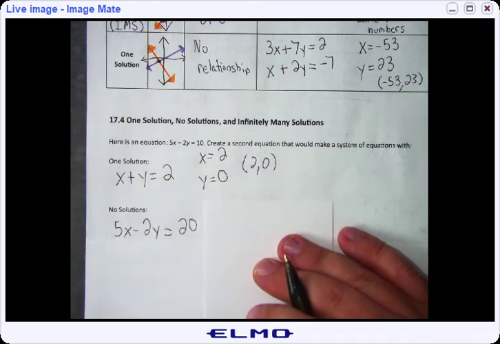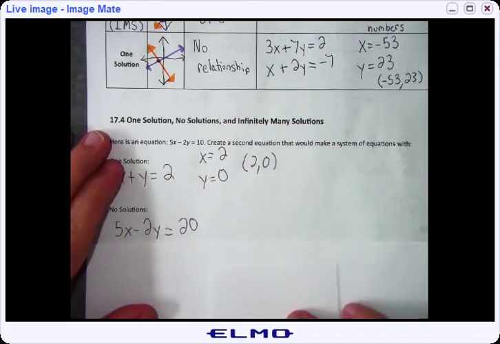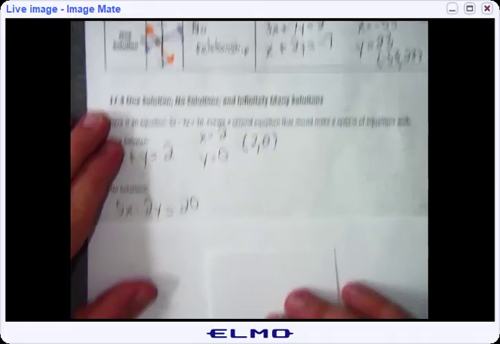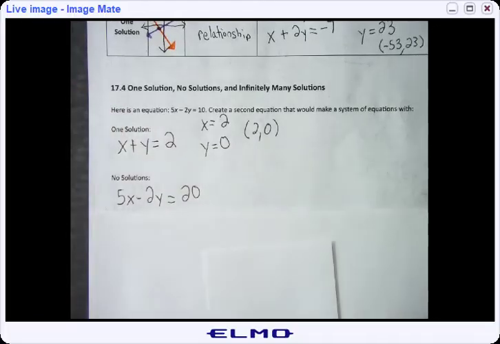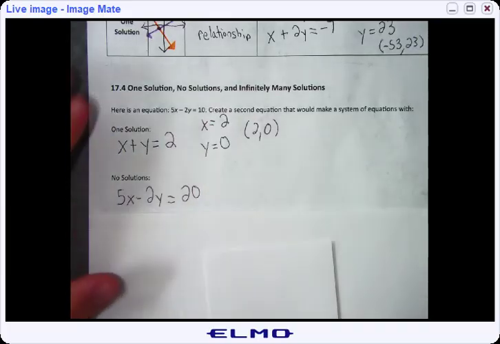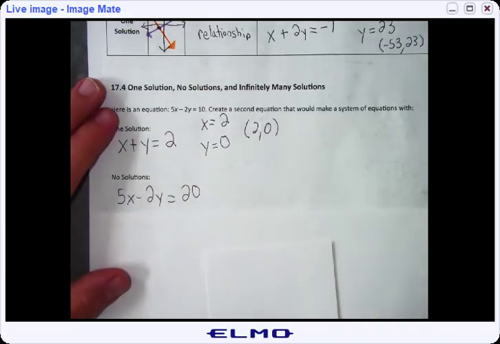When I graph these two things, they never cross each other, right? So they will not have a solution. They will never cross each other. They will be parallel all throughout, and we won't see anything like that.